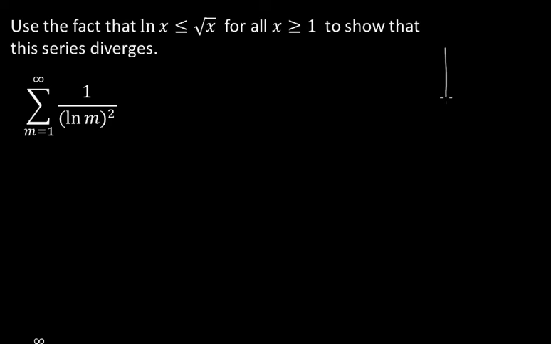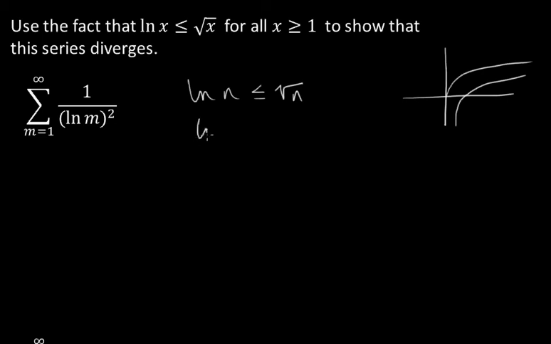You know that the natural log of x is the slow grower, and even the square root of x is above it. So we know that the natural log of n is less than or equal to the square root of n for all n greater than or equal to 1. And since those are both positive, we could square them and keep the inequality sign in the same direction. Square root of n squared is n.